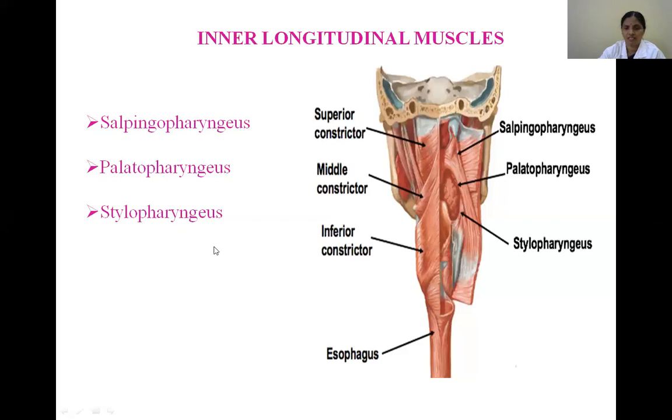Then stylopharyngeus. Stylopharyngeus, the name itself indicates it takes origin from the styloid process. So from the styloid process it takes origin and descends, and to reach the pharynx, it passes through a gap between the two constrictors, superior and middle constrictor. So through the gap between the superior and middle constrictor, it appears and enters the pharyngeal wall.